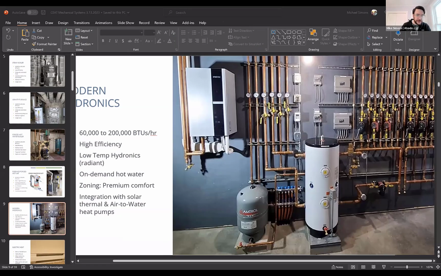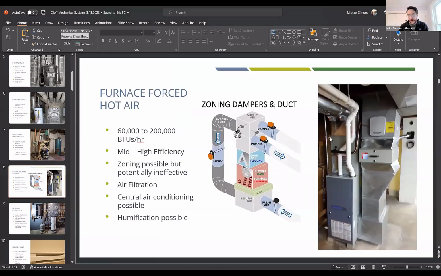And the last example of integrated controls would be, let's just look back at this photo.